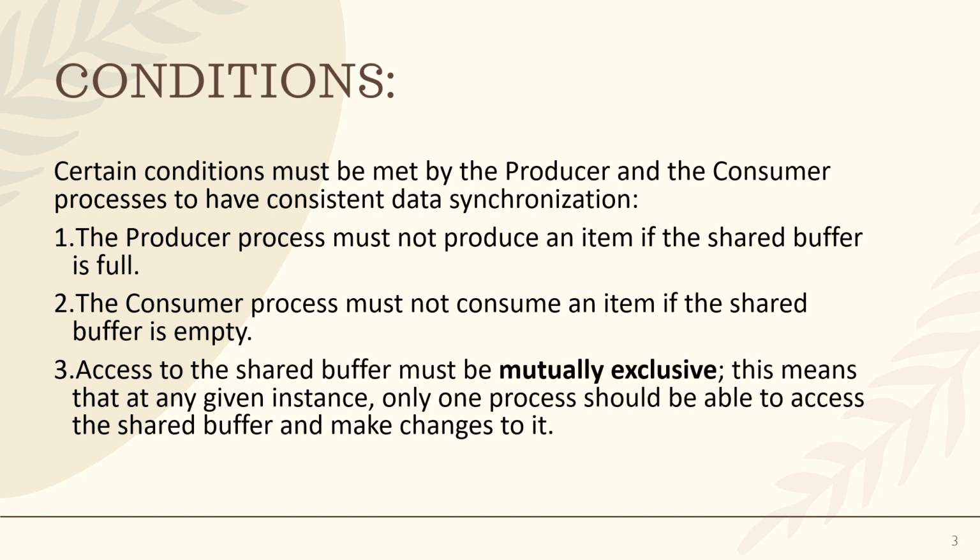The third one is mutual exclusion, that is, either the producer process or the consumer process must access the shared buffer at a particular point of time. Both of them cannot access it simultaneously. That is, at a certain instance, only one process should be able to access the shared buffer and make changes to it.